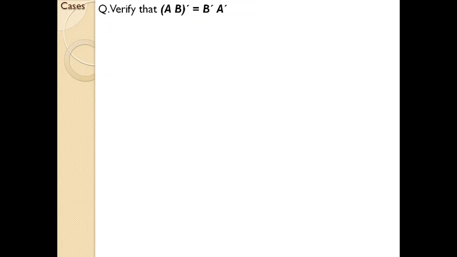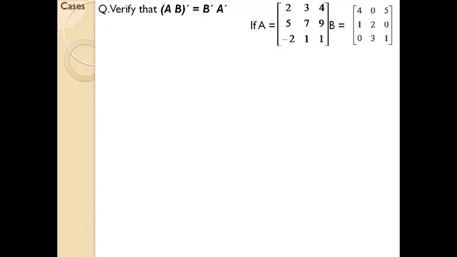In the left hand side, you need to take the product of AB and take the transpose of that product. In the right hand side, you need to take the transpose of B and A, then multiply those two transposes. Then you will get another matrix. So you have to make sure whether the left hand side is equal to the right hand side. For the computation, in the question A is given as a 3 into 3 matrix and B is given as another 3 into 3 matrix.